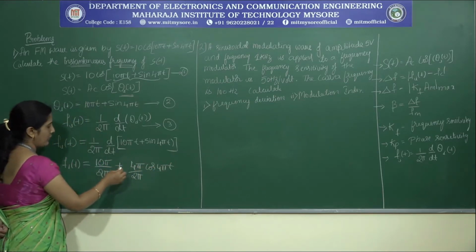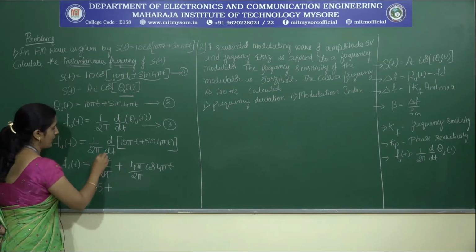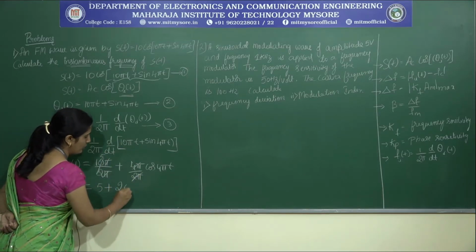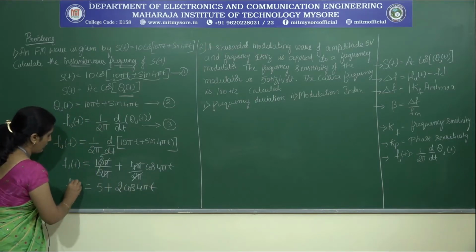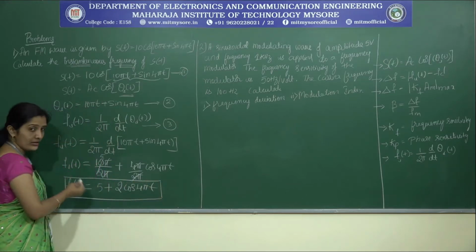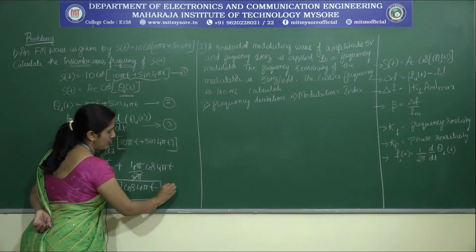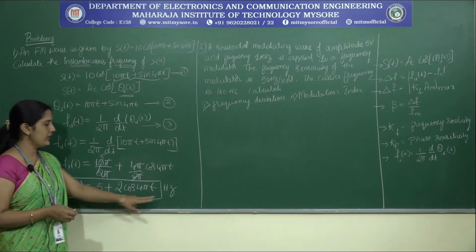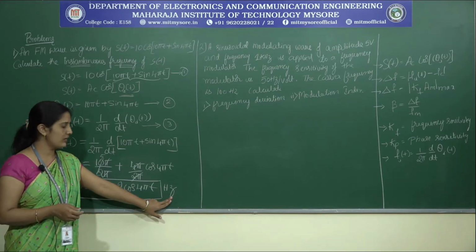So at last we are going to get this equation as 5 plus, so this is going to get cancelled, this is 5 plus here we are going to get 2 into cos 4 pi t. So this one we are going to consider as the instantaneous frequency. So this is the equation, and here we are going to represent this in terms of what? Hertz, because we are going to derive the equation for the instantaneous frequency. We have to represent the unit with respect to what?